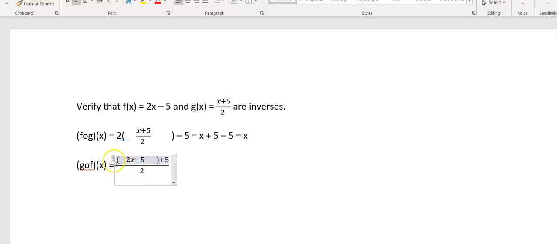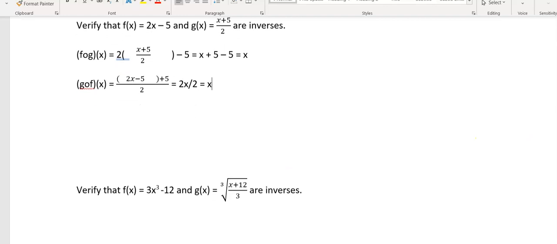Now let's notice that we don't really need these parentheses here. They were just used to set up the composition. There's nothing in front of the parentheses. So immediately on the top of this fraction, the negative 5 and the positive 5 will cancel each other out. So we then have 2x divided by 2. Our 2's cancel, and now we have x. And we have verified that they are in fact inverses because both compositions lead us to x as an answer.